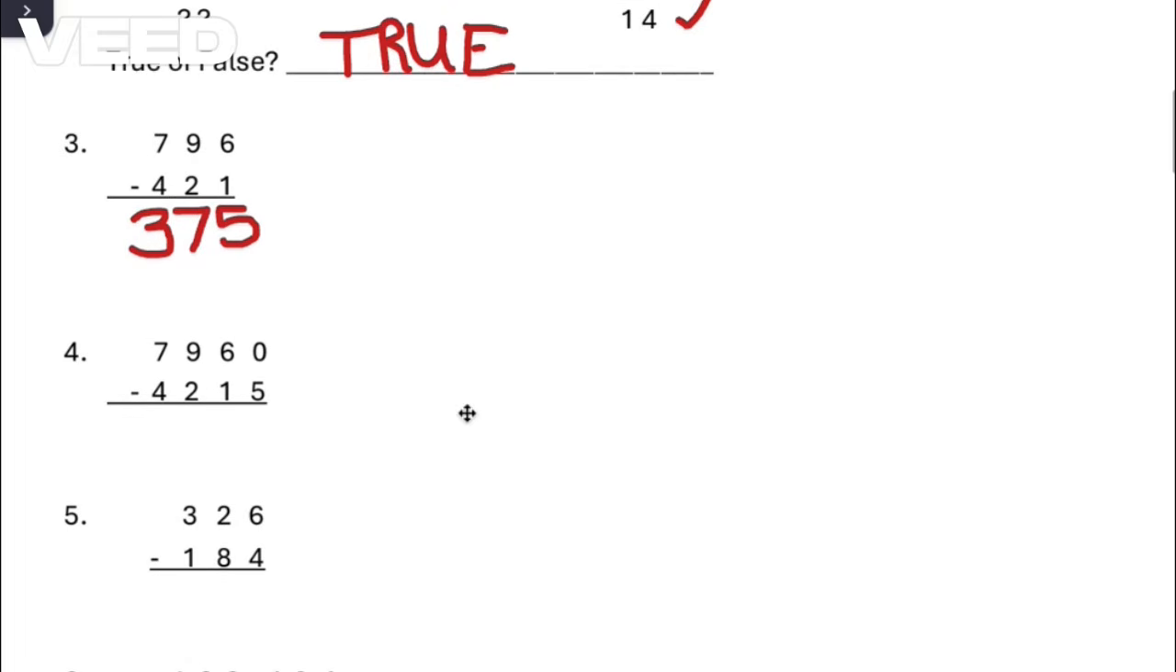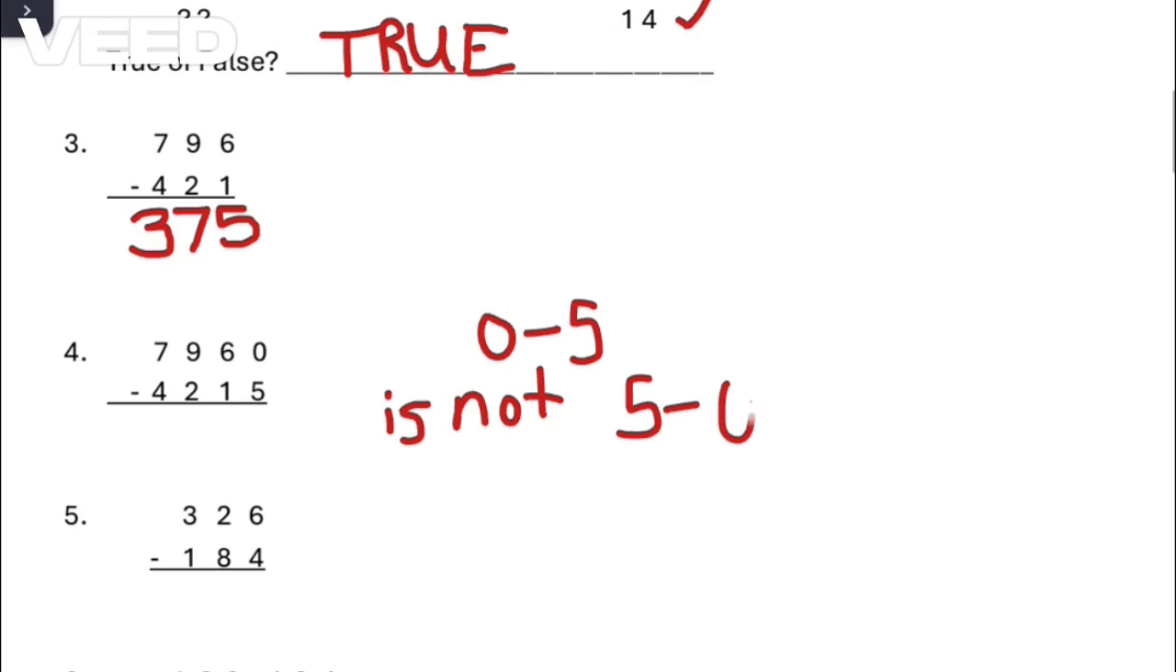Let's look at number 4. Now first, we always know we start from the ones place, but I'm seeing 0 minus 5. And remember, 0 minus 5 is not 5 minus 0. I want to make that very clear, fourth graders. 0 minus 5 is not the same as 5 minus 0, class. 0 minus 5 is not 5. Please do not put a 5 there.